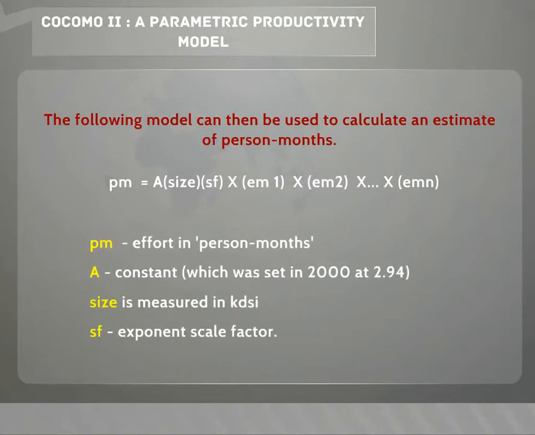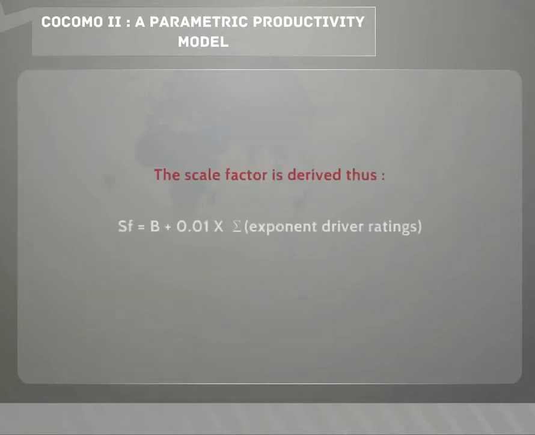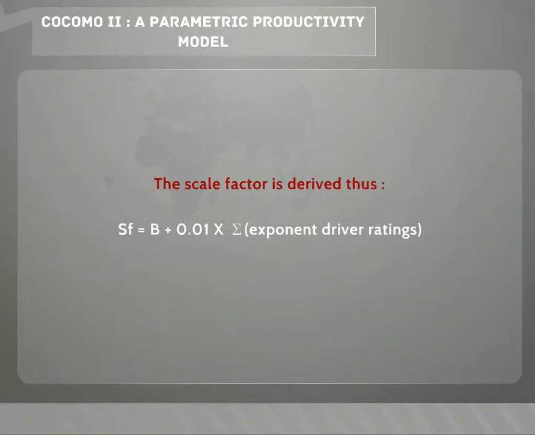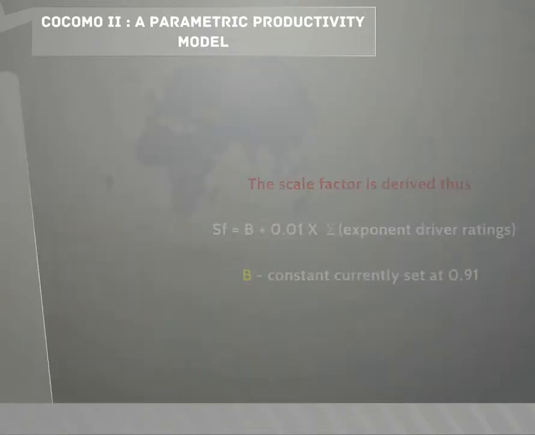where PM is the effort in person-months, A is a constant which was set in 2000 at 2.94, size is measured in KDSI, which may have been derived from an FP count as explained above, and SF is the exponent scale factor. The scale factor is derived thus: SF = B + 0.01 × the summation of the exponent driver ratings, where B is a constant currently set at 0.91.